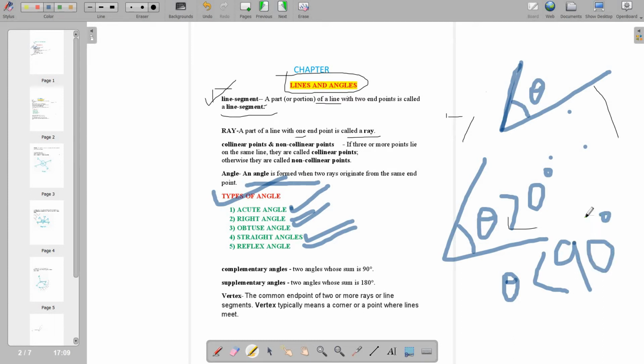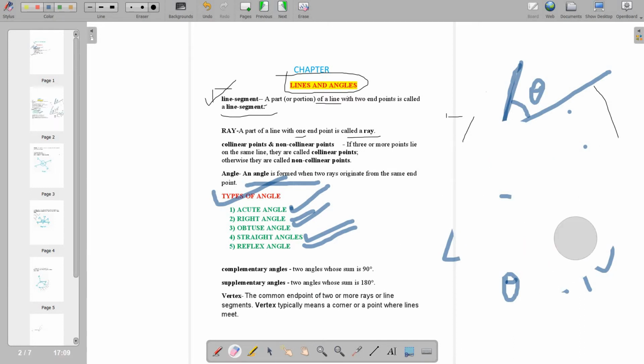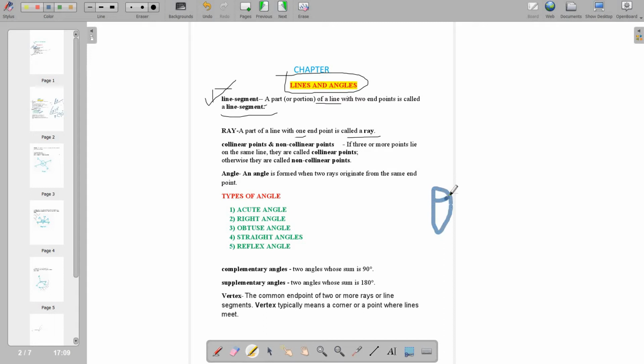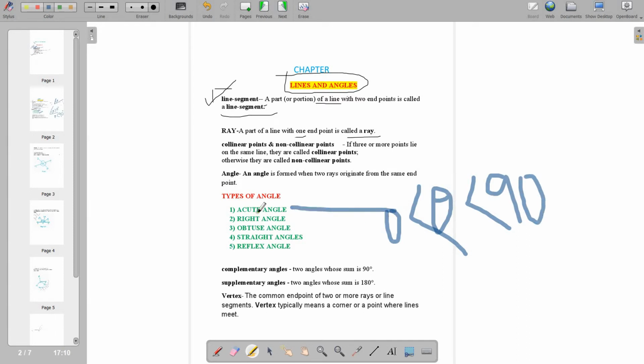This is the great concept of acute angle. When theta is greater than 0 degrees and theta is less than 90 degrees, that is called an acute angle. What is a right angle?